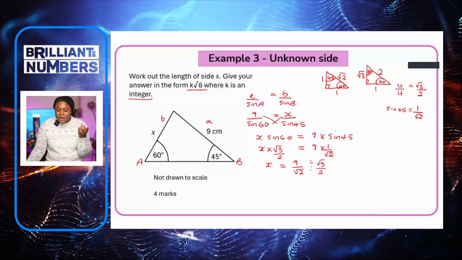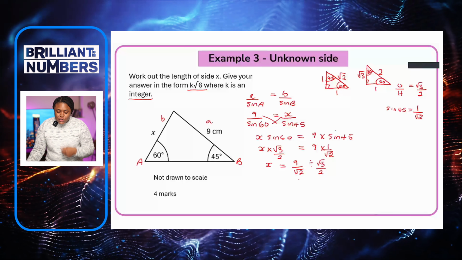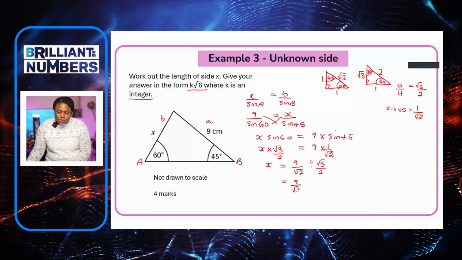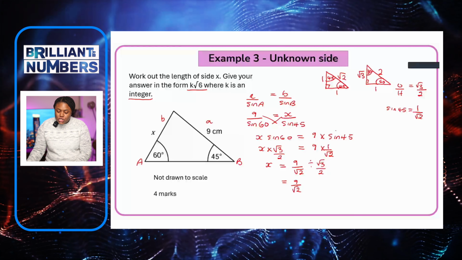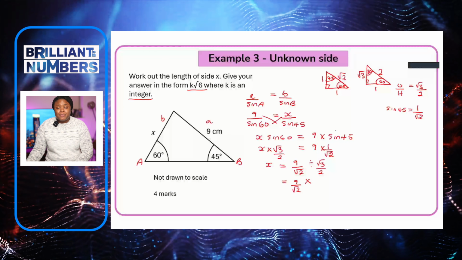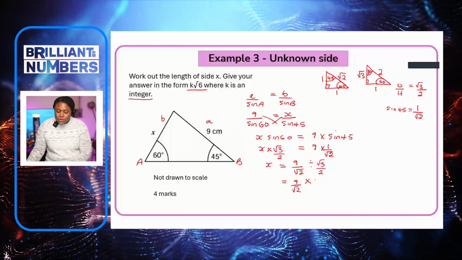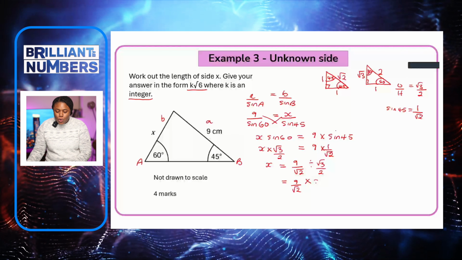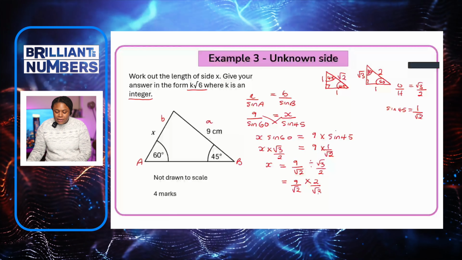Now, key point here, remember, when we are dividing fractions, we need to remember 3 letters we always talk about: K, C, F. So we're going to keep the first fraction as 9 over root 2. We change our division to multiplication, and then we're going to invert the second fraction. So now it will be 2 over root 3.